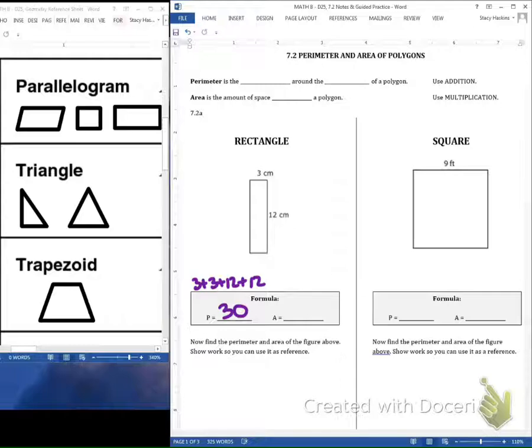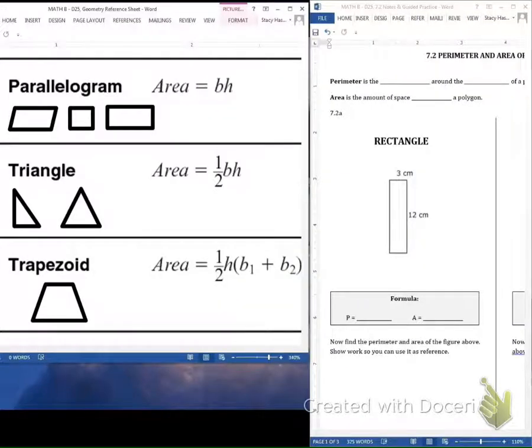So the other type of measurement that we use when we are comparing polygons is the area. Unlike perimeter, which is the outside of the shape, the area is the inside of the shape. So for area, we need to use a formula. The formula for the area of any parallelogram, which includes a rectangle, is area equals BH, which stands for base times height. The base, that B, stands for the bottom of the shape.